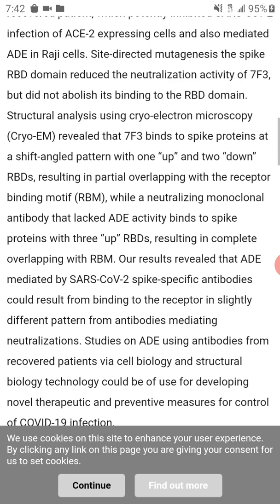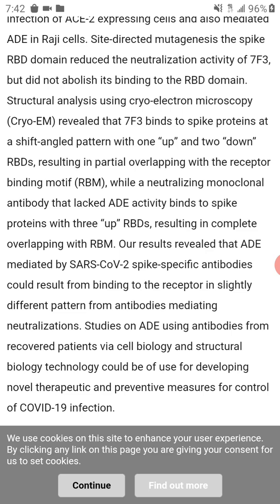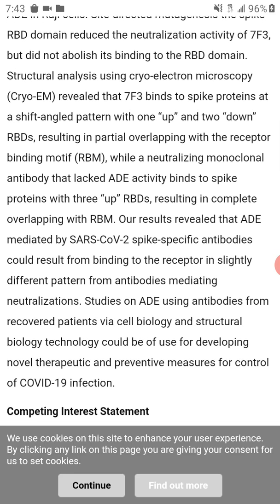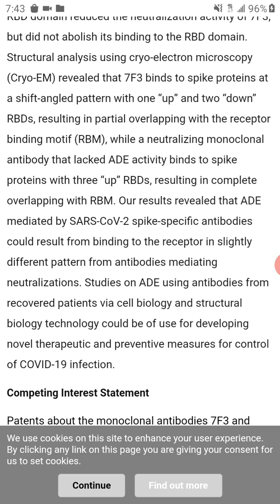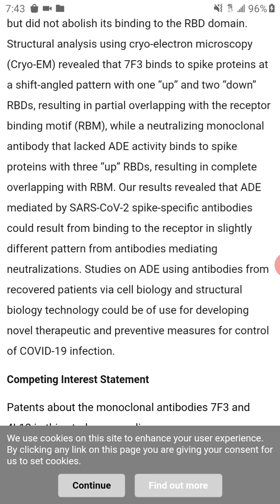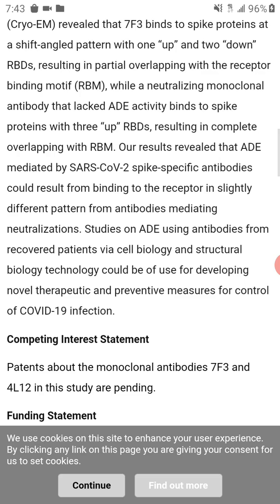Okay. Site-directed mutagenesis of the spike RBD domain reduced the neutralization activity of 7F3 but did not abolish its binding to the RBD domain. Structural analysis using cryo-electron microscopy revealed that 7F3 binds to spike proteins at a shifted-angled pattern with 1 up and 2 down RBDs, resulting in partial overlapping with the receptor binding motif, while a neutralizing monoclonal antibody that lacked ADE activity binds to spike proteins with 3 up RBDs, resulting in complete overlapping with the RBM.